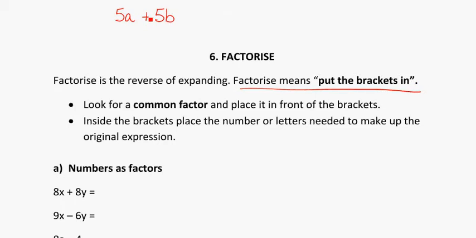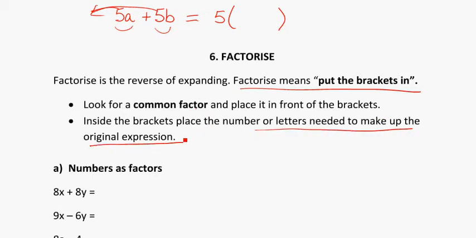So you're given the answer, what did you start with? What you're looking for is a common factor, and you place it in front of the brackets. Looking at these two, we can see that 5 is a factor in both of them, so we take the 5 out and put it in front of the brackets. Now inside the brackets we need to place the number or letters needed to make up the original expression.